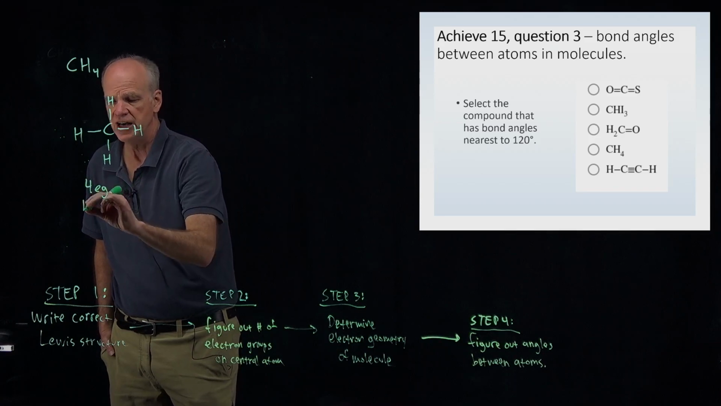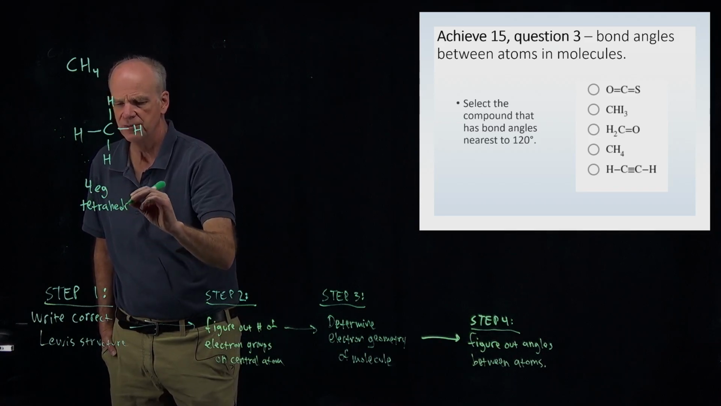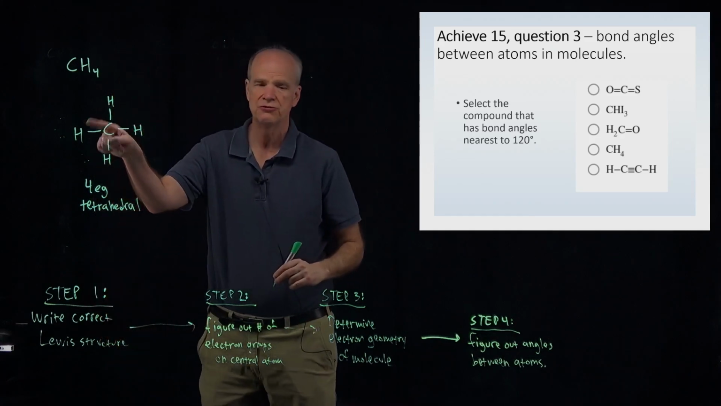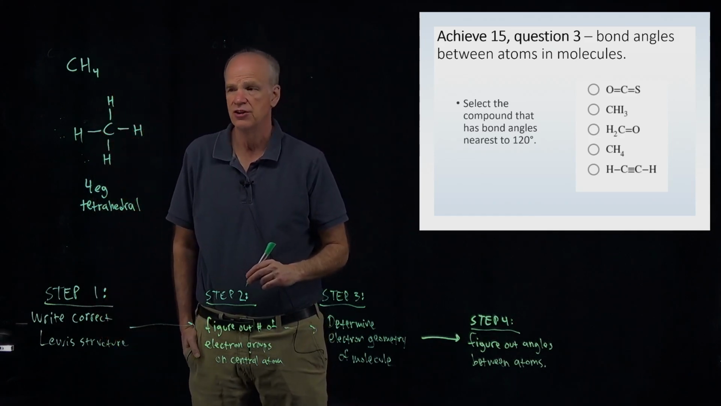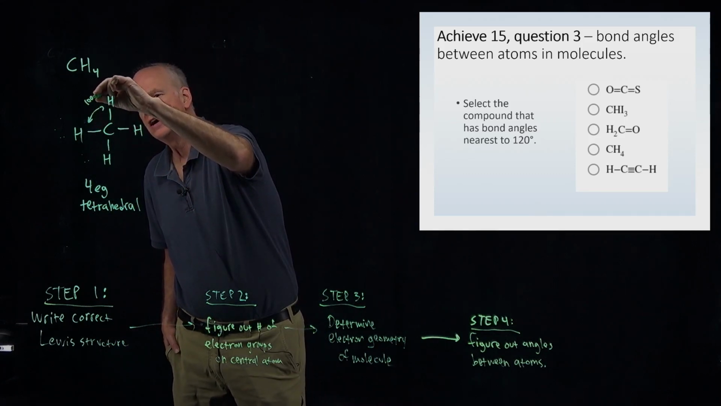And so this is tetrahedral. And we already talked about what the angles are going to be approximately between the peripheral atoms in a tetrahedral molecule. So they're going to be approximately 109.5.